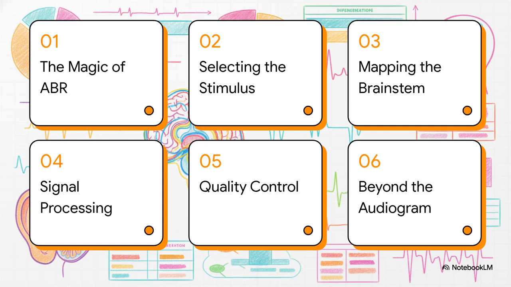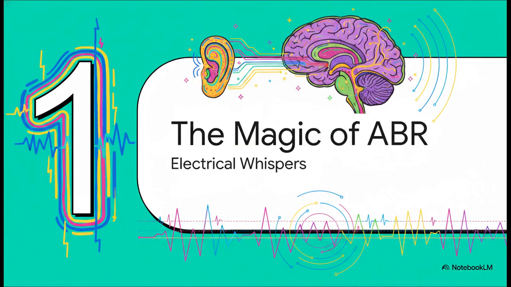Here is our clinical roadmap for today. 1. The magic of ABR. 2. Selecting the right stimulus. 3. Mapping the auditory brainstem. 4. Signal processing secrets. 5. Quality control and averaging. And finally, 6. Beyond the basic audiogram. Okay, Section 1.